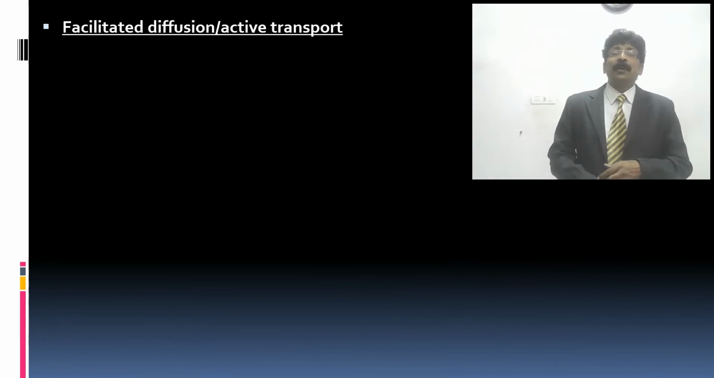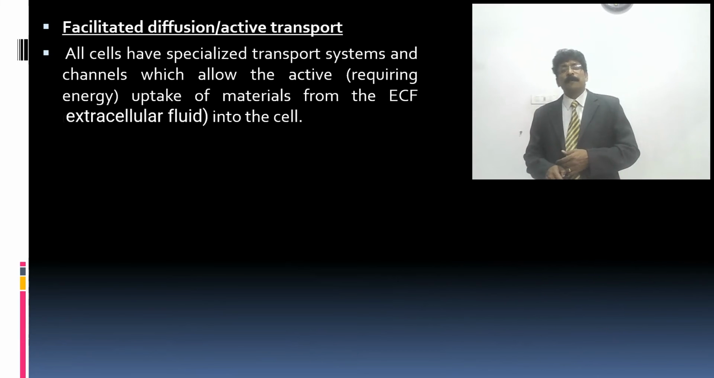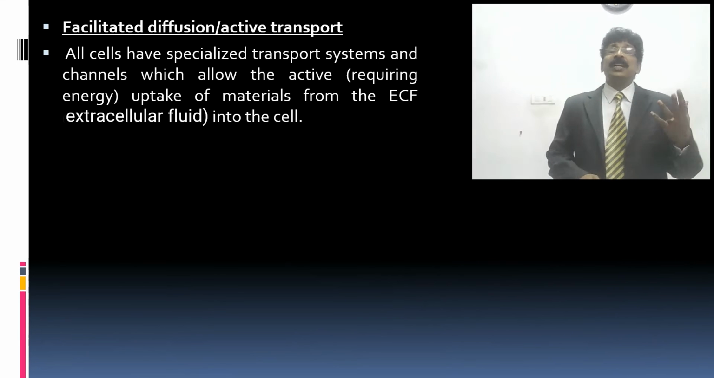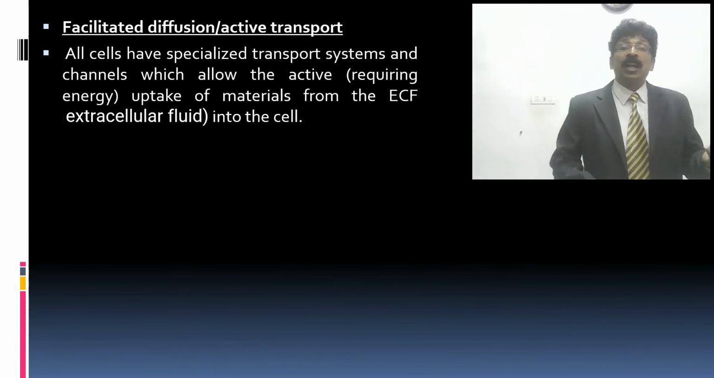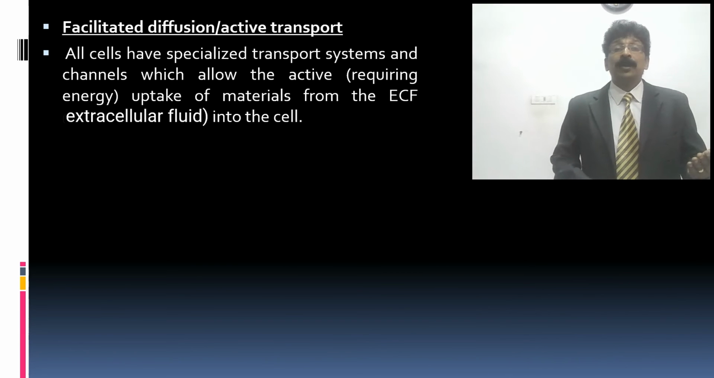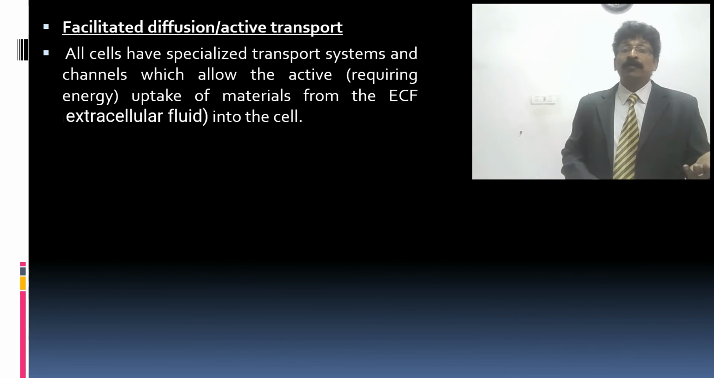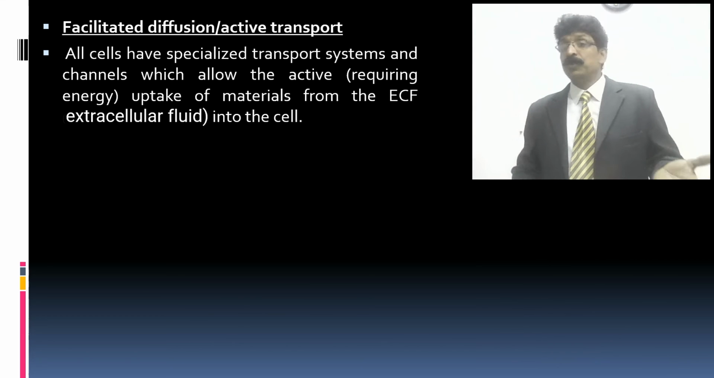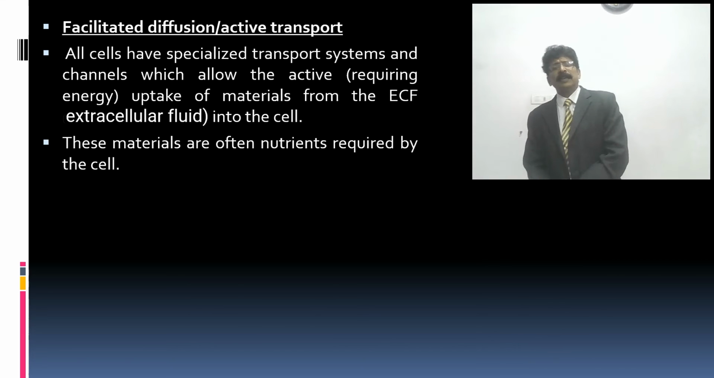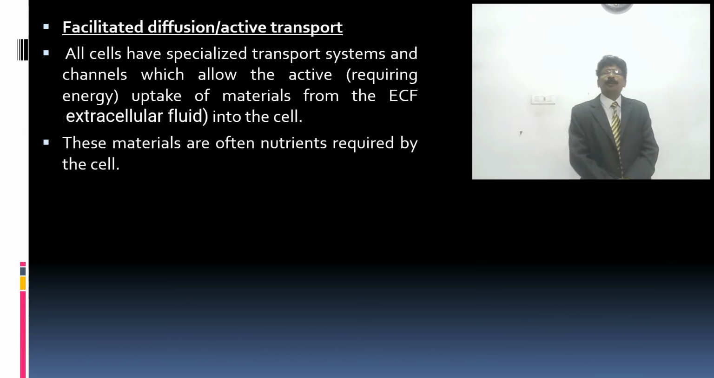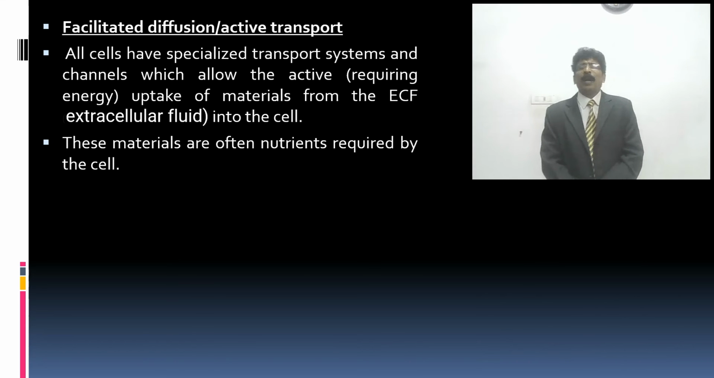Facilitated diffusion and active transport: a cell has a specialized transport system and channels which allow the energy-requiring uptake of material from the extracellular fluid into the cell. This picture we have already explained, so it's just writing. These materials are often nutrients required by the cell.